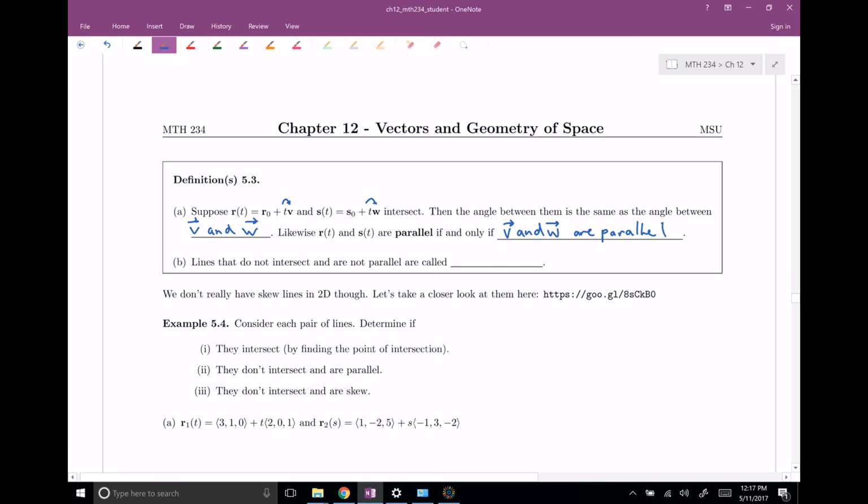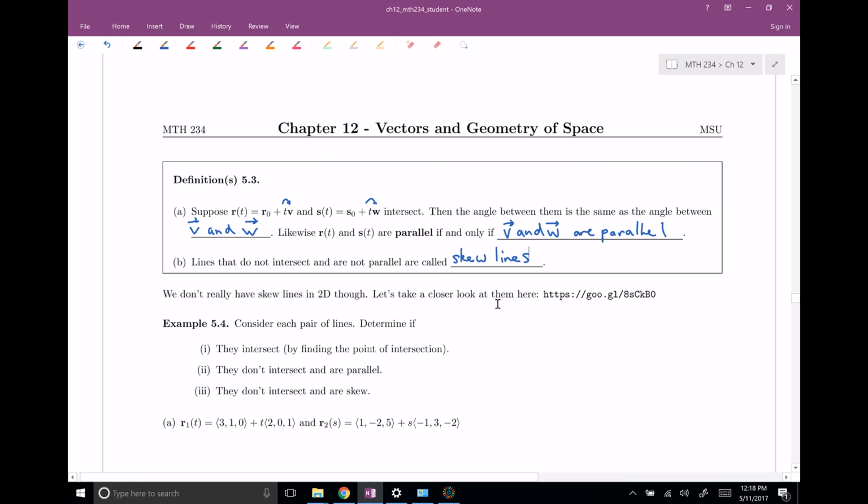Okay, finally, like I specified at the beginning of the video, lines that do not intersect and are not parallel are actually possible. They are called skew lines. This is something new that we don't get when we're talking about lines in a plane, because all lines in a plane are either parallel or they intersect. But in space, that doesn't necessarily happen.